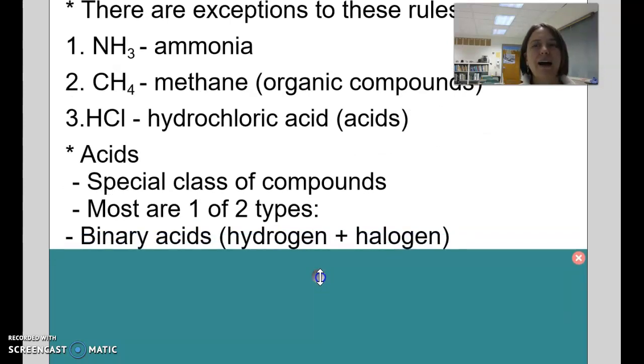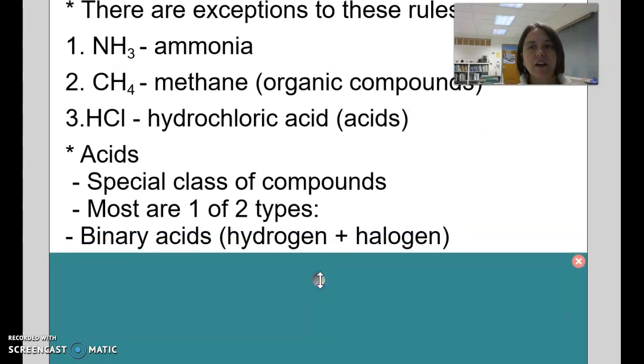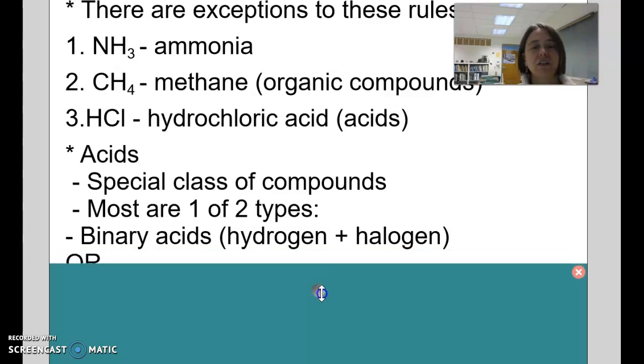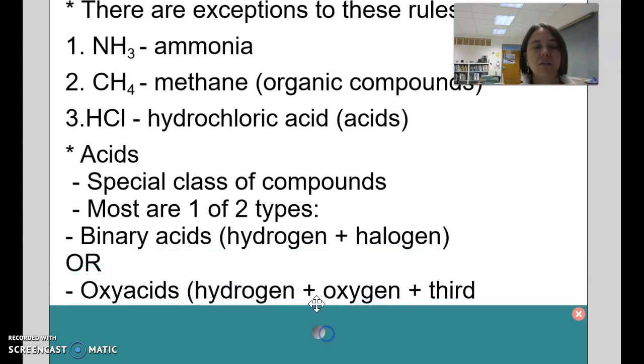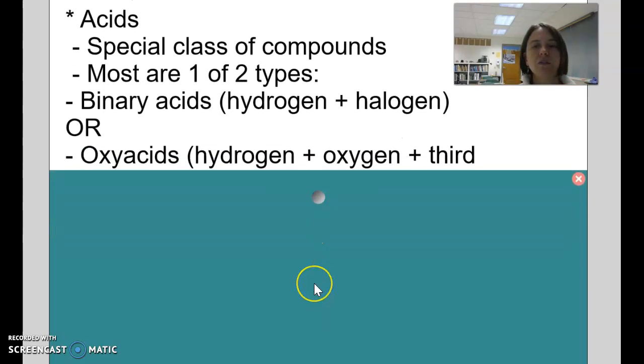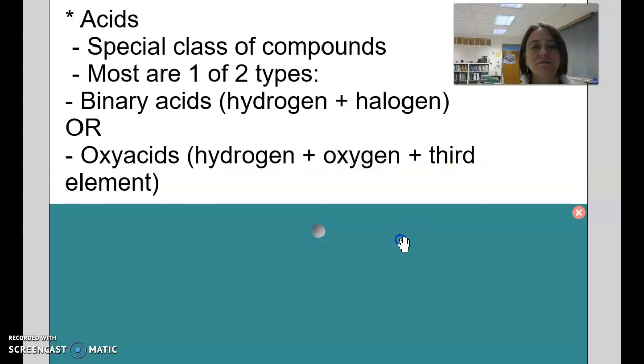You have your binary acids, and a binary acid is hydrogen and then a halogen. We'll get into some examples of those. The second type are your oxyacids. So these are acids that have oxygen: hydrogen, because it's an acid, and oxygen, and then a third element.